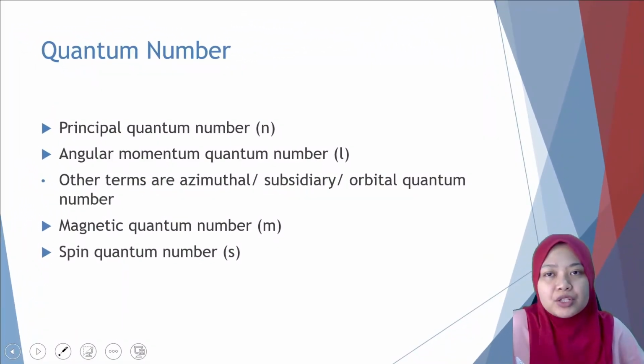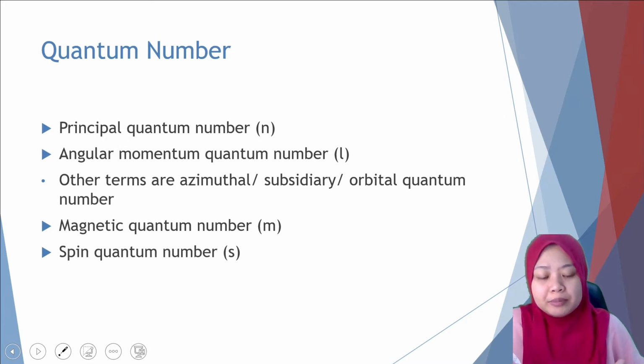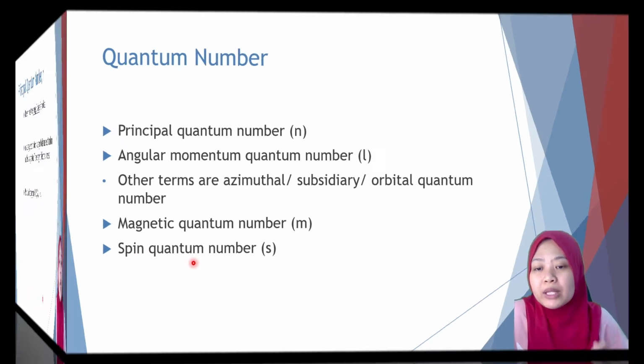Quantum numbers, as I mentioned in the second learning outcome, there are four quantum numbers that you are going to learn. The first one is the principal quantum number, n. Then the angular momentum quantum number, l. The other names for this quantum number are azimuthal quantum number, subsidiary quantum number, or orbital quantum number. The third quantum number is the magnetic quantum number, and the last quantum number is the spin quantum number.